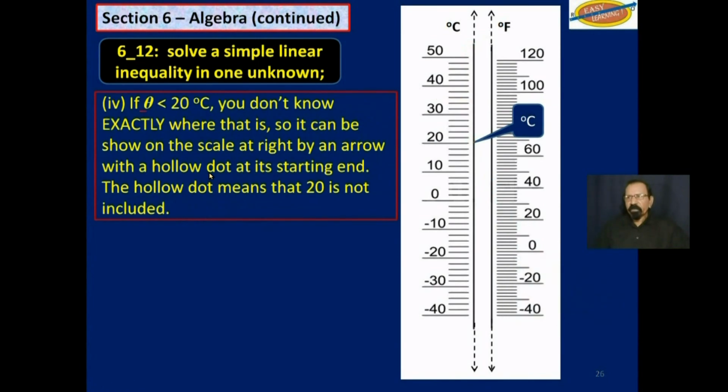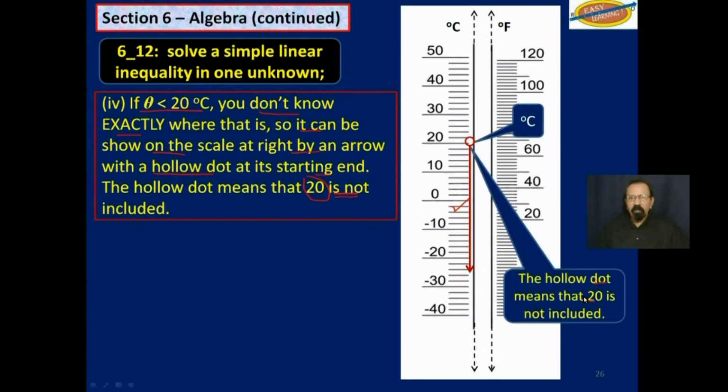So if the temperature, theta, is less than 20 degrees Celsius, again, you don't know exactly where that is. So it can be shown on the scale at right by an arrow with a hollow dot at its starting end. The hollow dot means that 20 is not included. Looks like this that you see here. The hollow dot means that 20 is not included, as I said.